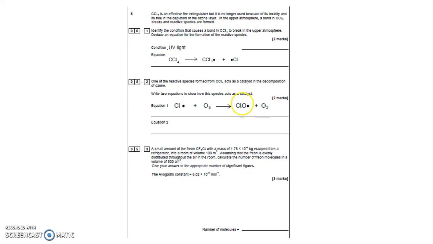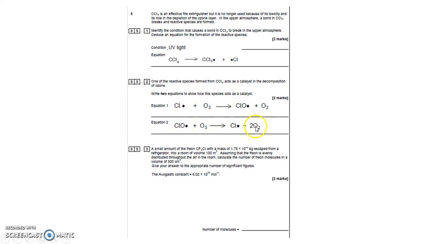Now, what actually happens then is that it reacts again. So if it reacts again, what's going to be formed? Well, ClO dot is going to react again with more ozone. So the depletion of the ozone layer is because the radicals keep reacting with ozone. So ClO dot will react with O3. The only thing it can make is O2, and we can have a look at what's left over.